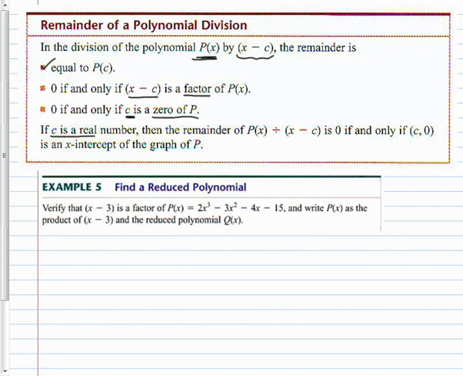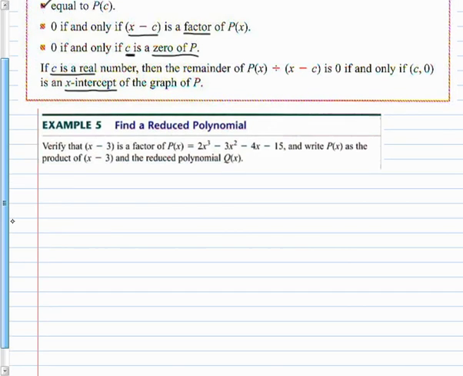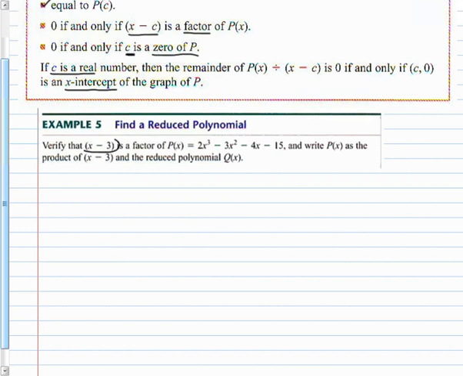If c is a real number, if this thing that makes it equal 0 is a real number, then it's an x-intercept of the graph. We know where it crosses the x-axis. Verify that this is a factor of this polynomial. Then we'll do the rest of it.